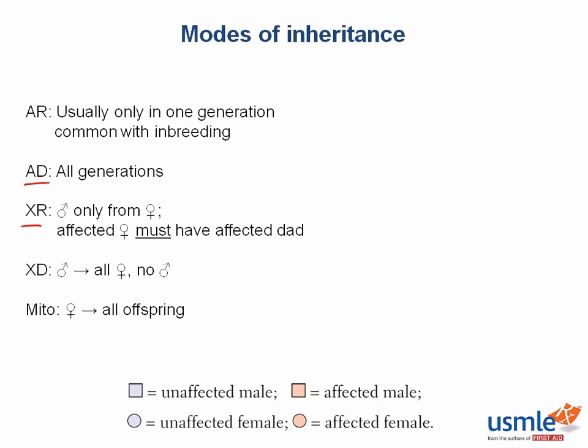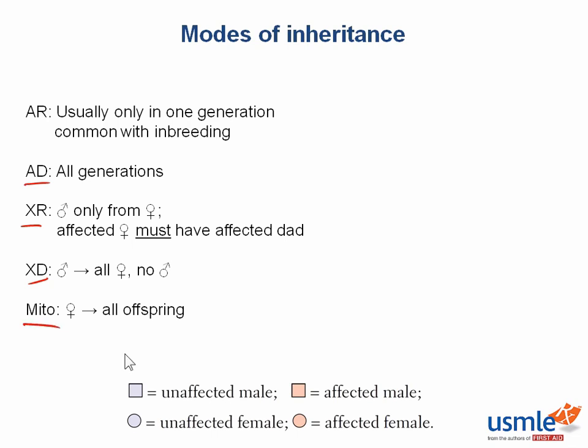X-linked recessive diseases can only be passed to a male from his mother, since he gets the Y chromosome from his dad, and if a female is affected, then her dad must be affected too, since she has two affected copies and her dad only has one X chromosome to give her. For X-linked dominant, you should know that an affected male will always give it to all of his daughters, but won't give it to any of his sons, since they get his Y chromosome, and mitochondrial traits can be passed from an affected woman to all of her offspring.